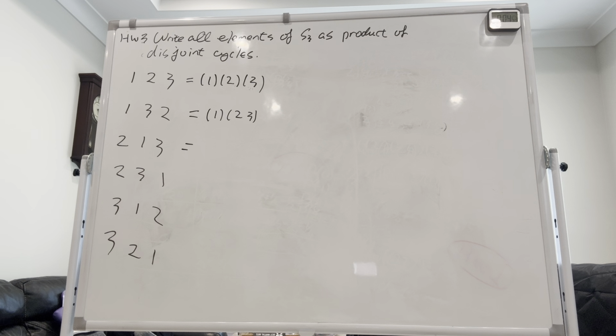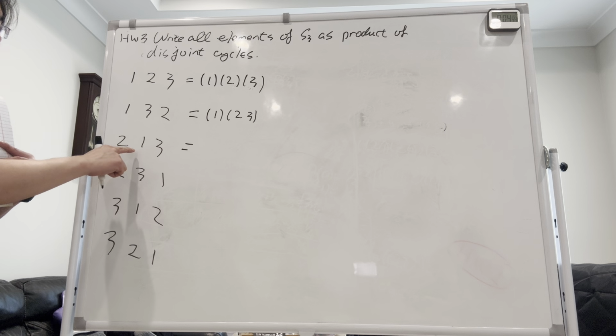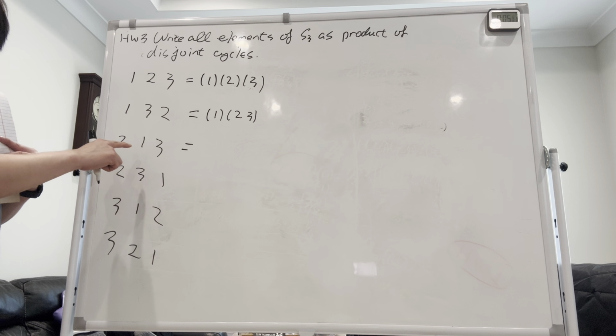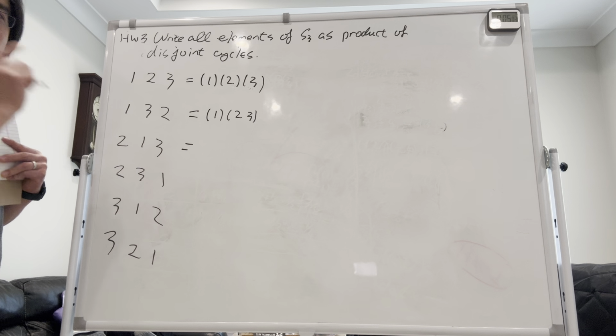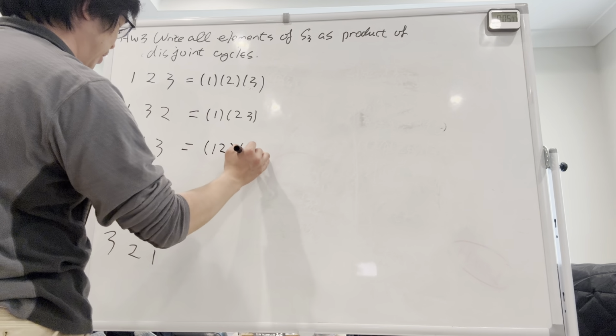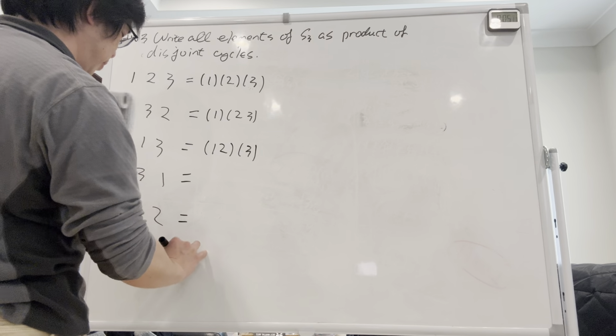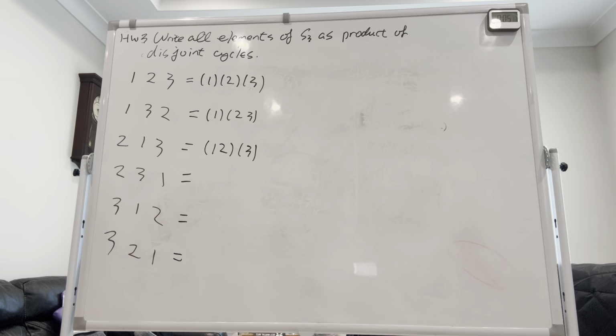Can we get our homework? So what about this one? Isaac, what about this one? It's 1, 2, and then 3. Okay, open parentheses 1, 2, close parentheses. Okay. And then 3.